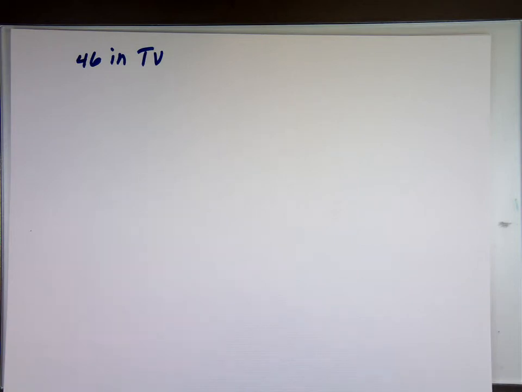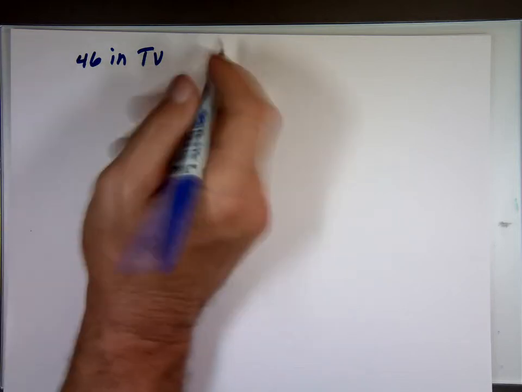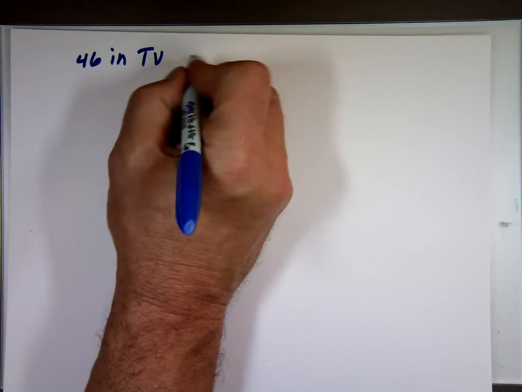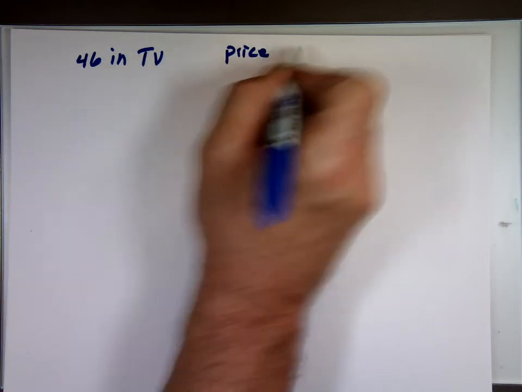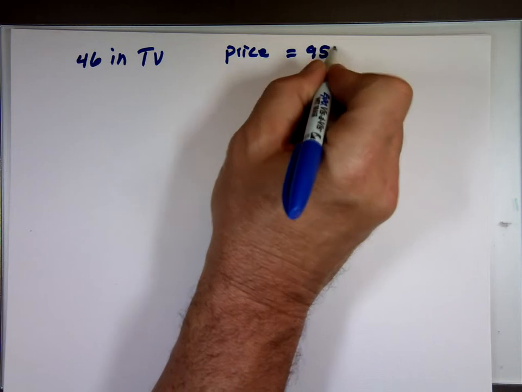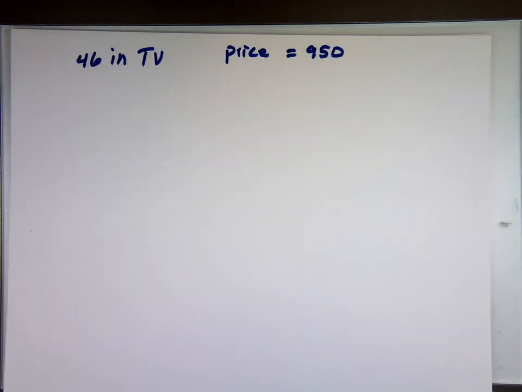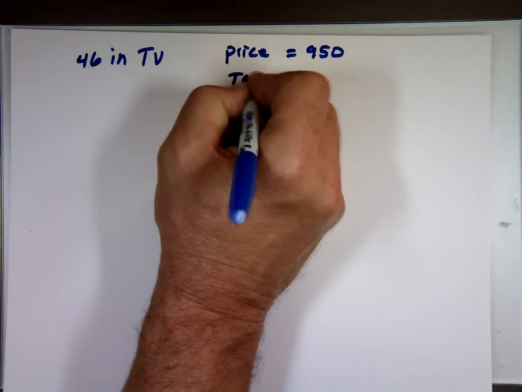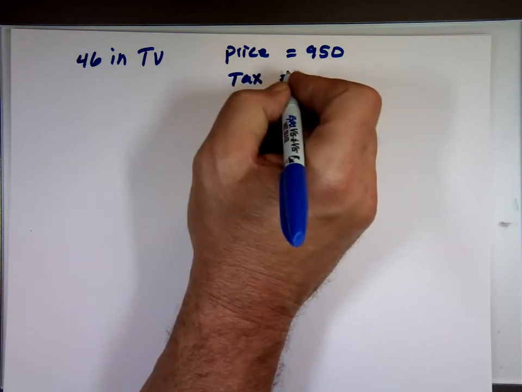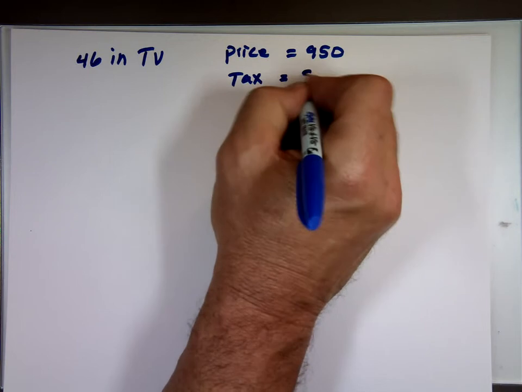You went to Vermont. You bought it from Vermont. We don't know what the sales tax is in Vermont. Somebody told you Vermont's cheaper. So, okay, how much is the TV? The price on it is $950. And you looked under that, it says taxes. It is $71.25.